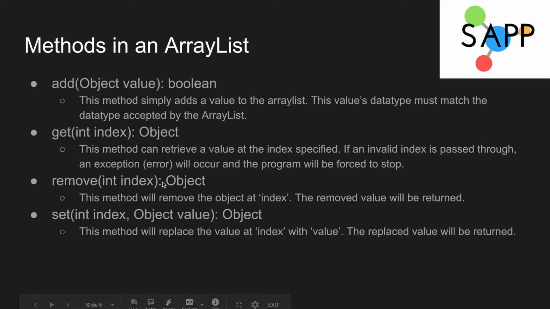Okay, and then after that, it returns the object that you removed. So in the earlier case, if you remove the 7, it will get returned as an integer.